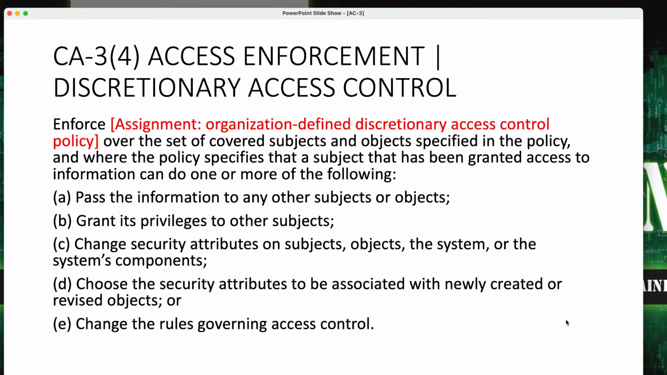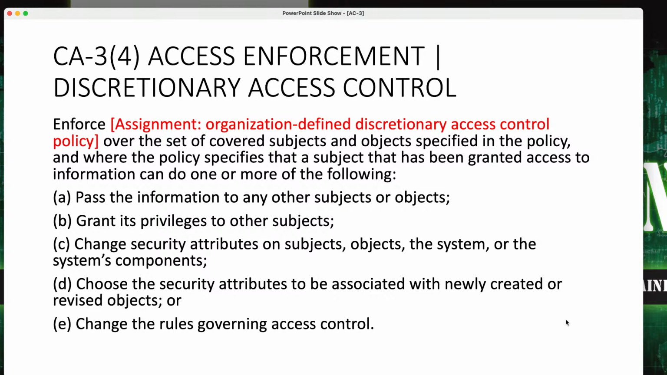So here's what the control looks like. We're going to enforce, and there's our organization-defined variable, an assignment: the organization-defined discretionary access control policy over the set of covered subjects and objects in the specified policy. And where the policy specifies that a subject that has been granted access to information can do one or more of the following.